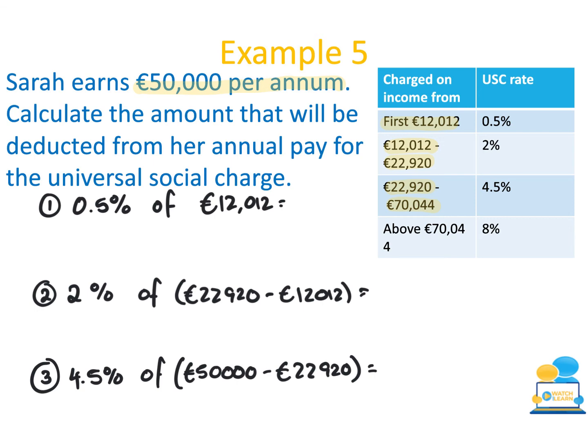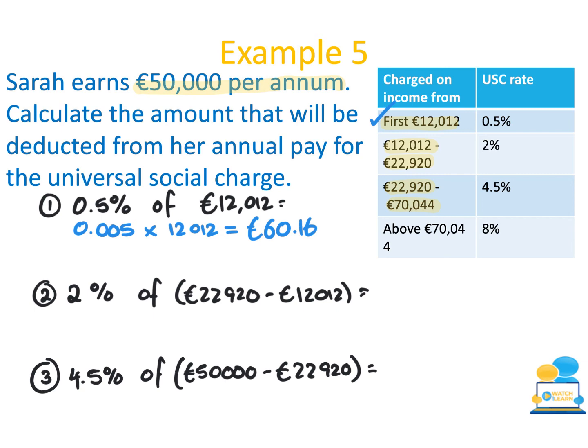So working out there, 0.5% of 12,012 euros. I'm going to change 0.5% into a fraction or a decimal. Now be careful, it's already a decimal as a percentage, but I need to change it into a decimal. So I'm going to divide by 100, which will be 0.005 multiplied by 12,012. And that gives me €60.06. So that's the amount of USC she has to pay from my first band.